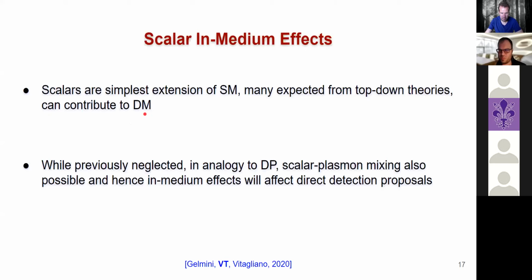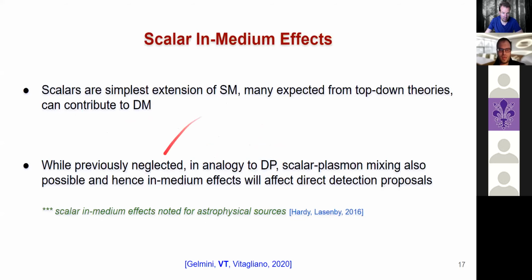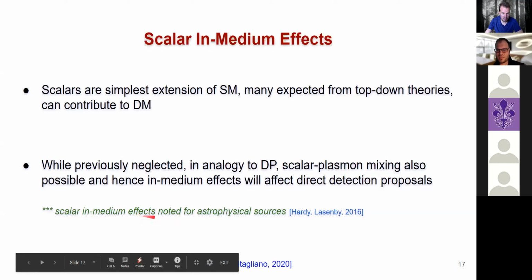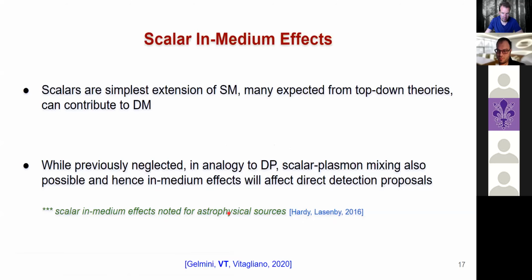While it has been previously neglected in all the proposals, in identical analogy to what I just mentioned for the dark photon, scalars can also mix with plasmons and experience in-medium effects. And again, as I mentioned before, this could strongly affect the detection rates. So the scalar in-medium effects have been noted for astrophysical sources in the Hardy and Lasenby paper in 2016, and this is the first mention of them in conventional laboratories.